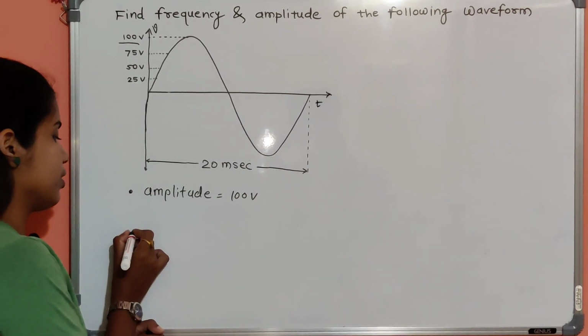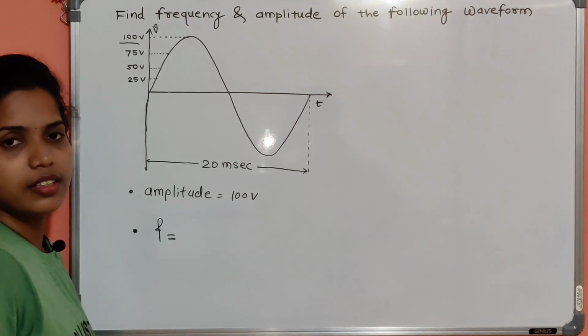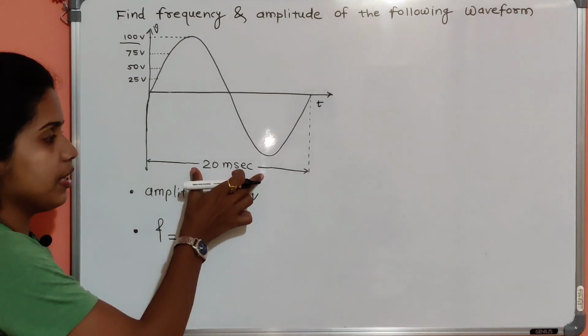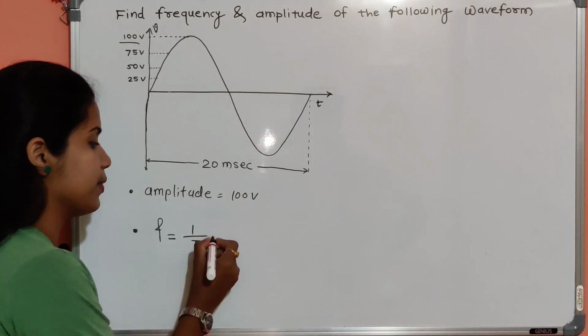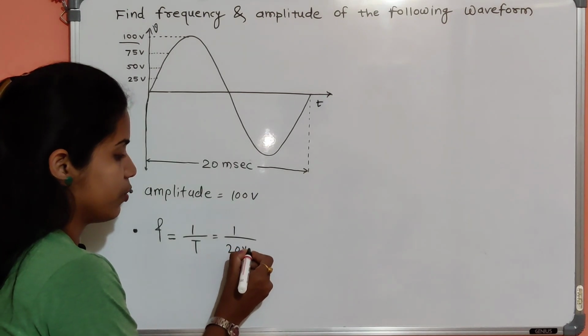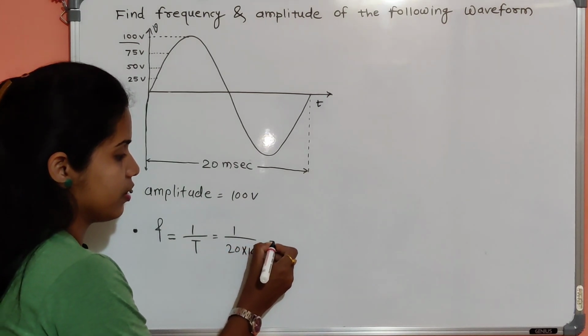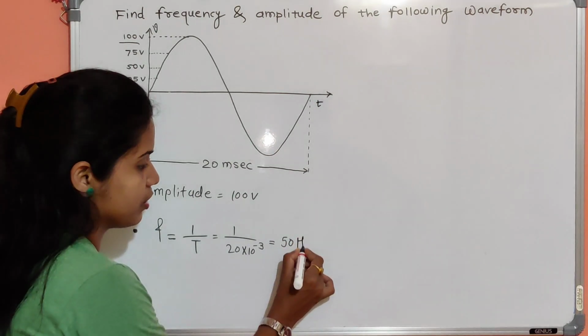Next, frequency. We know the formula for frequency if time period is given. The time period is 20 millisecond and frequency is inversely proportional to time period. So f = 1/T = 1/(20 × 10^-3) = 50, and the unit of frequency is hertz.